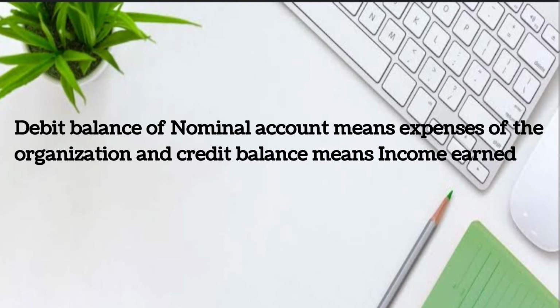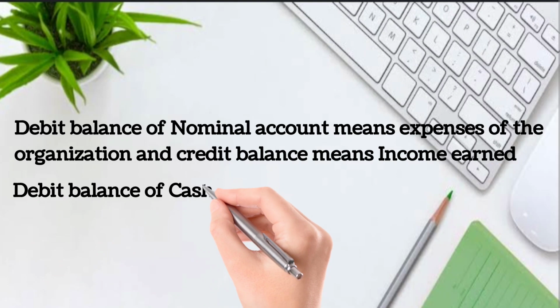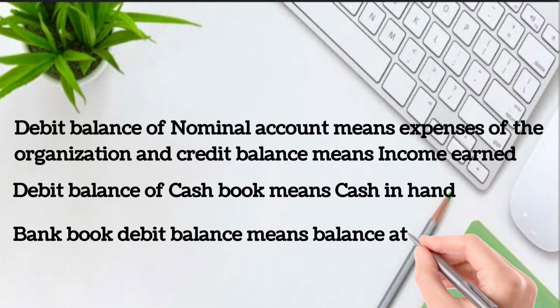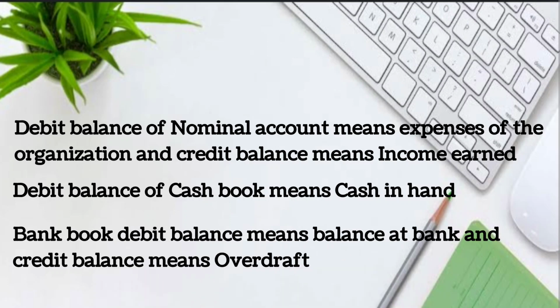Then debit balance of the cash book means what? It is the cash in hand. Then in the case of the bank book, debit side means balance at bank. And credit balance of the bank book indicates bank overdraft.